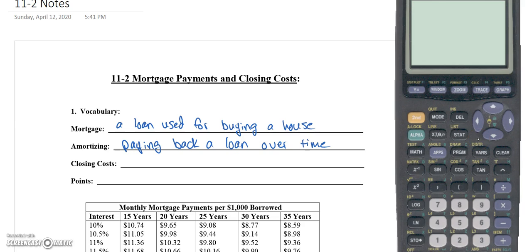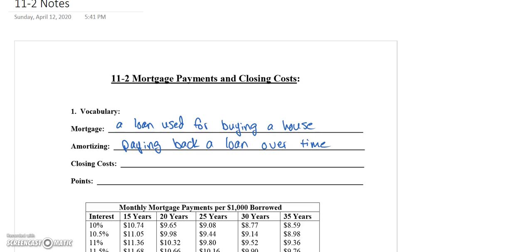So we're only going to do the first two parts of these notes, so we'll finish them on another day. We're only going to use these two definitions today. A mortgage is a loan used for buying a house. I think we all know that. And this word amortizing just means that you're paying back that loan over time. Usually it's every month, or pretty much every time it's going to be every month. If you want to pause and get those written down, go for it.